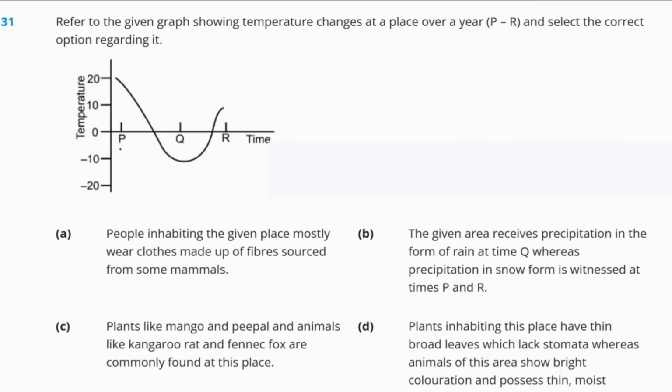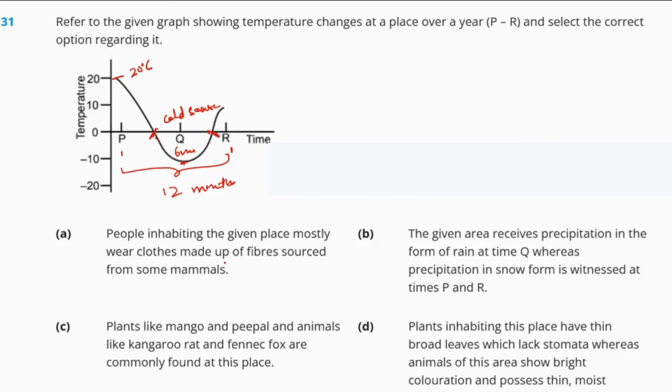Okay. So everybody, P to R, this is the whole year, right? 12 months, right? At the beginning, the temperature is 20 degrees. Then after approximately here, it starts dipping down, and from Q to R, approximately 6 months, it goes from 0 to minus 10. So this is an extremely cold season. Cold weather is there in this region, right? Now, accordingly, we will find the answer.